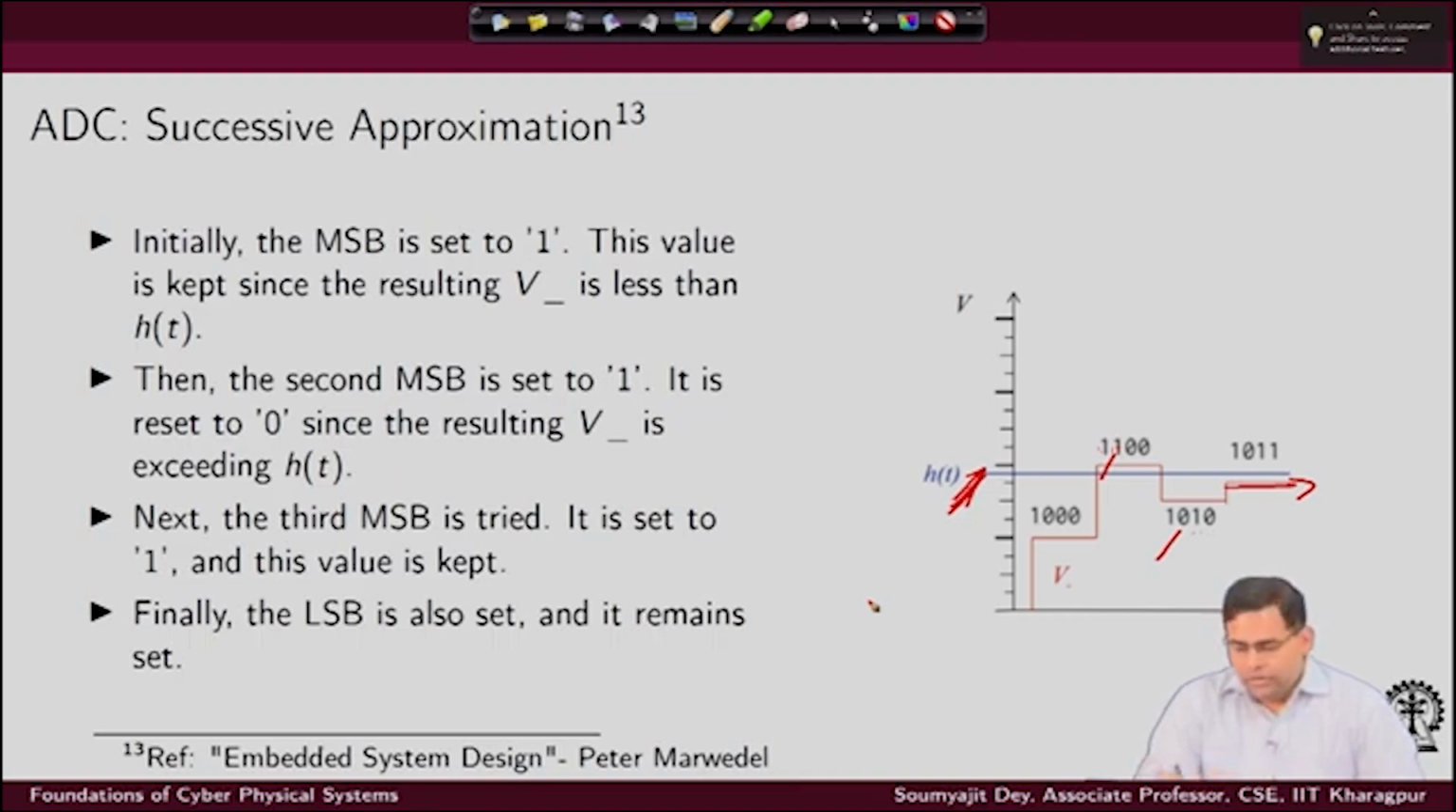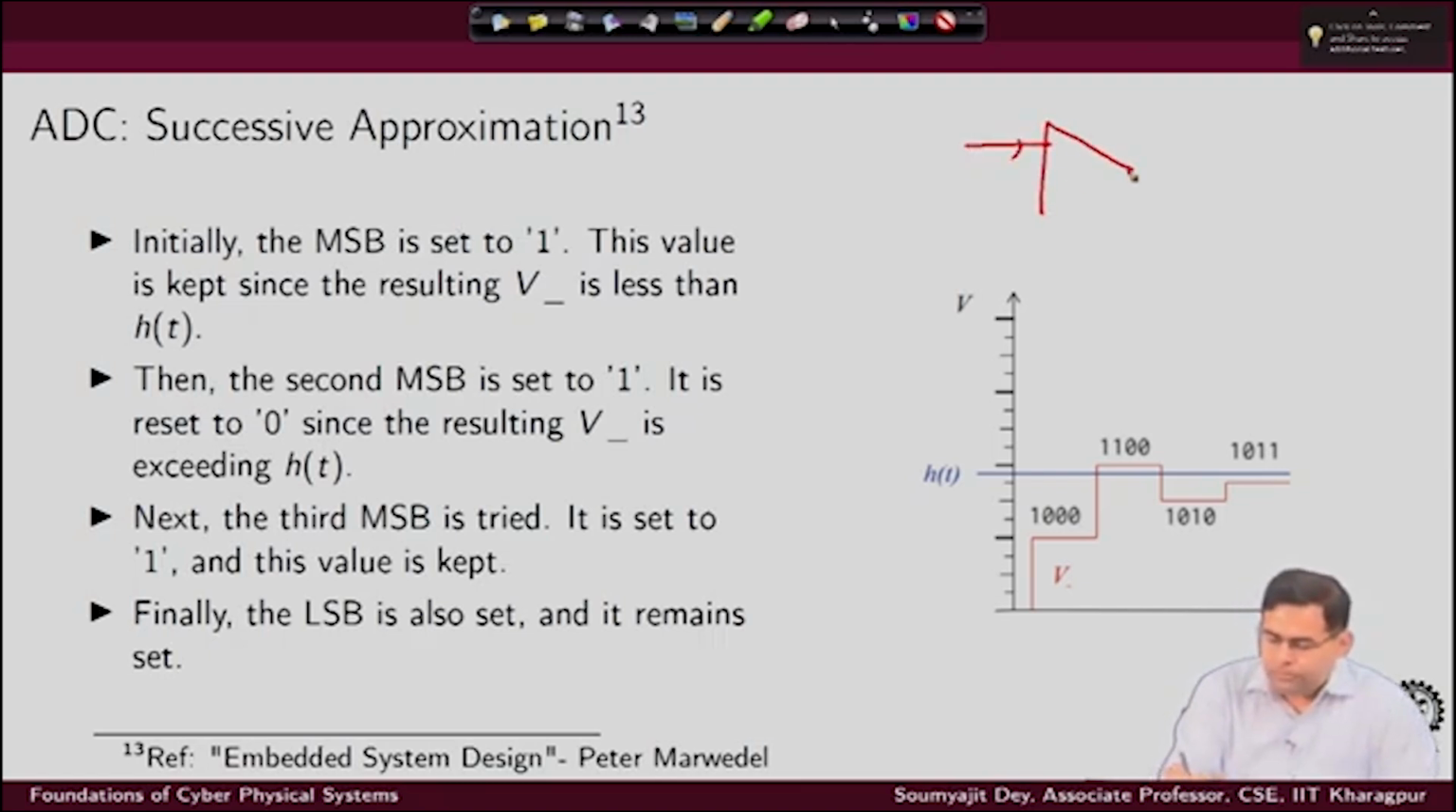Not only that, at every point I would need a DAC, because I am going to convert this to a digital equivalent, and not only that, I will need a comparator, right? So if I try to create this circuit, it should be something like this. Let us try to draw this circuit here. So you will need a comparator here.